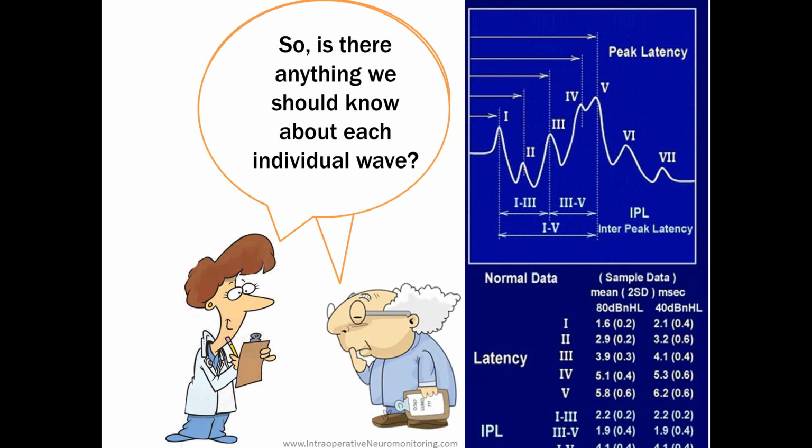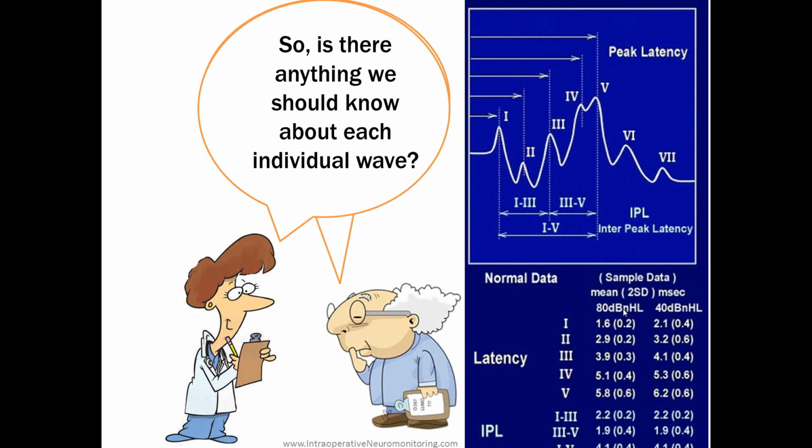So if we have an increase in 1 to 5, and we have an increase between 3 and 5, but we have no increase between 1 and 3, we know that the lesion has to be somewhere distal, or actually more rostral to the cochlear nucleus, where wave 3 is generated.